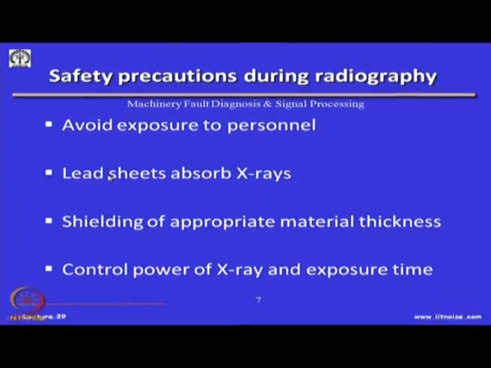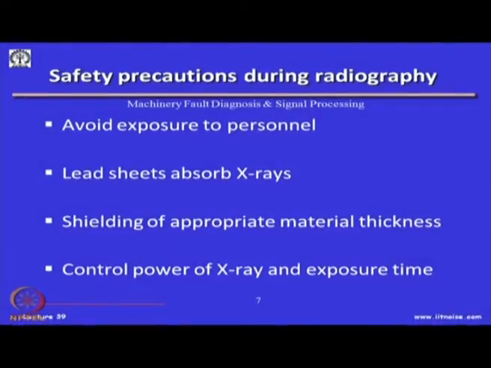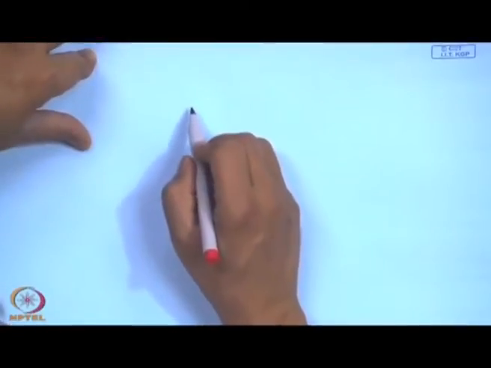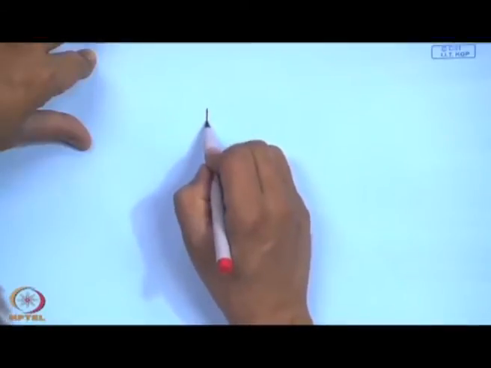Lead sheets which are thick and of high density absorb X-rays. So, you would have seen lead suits which are worn by operators, so that they are not exposed. Shielding of appropriate material thickness, and I have written the word appropriate here, because that depends on the exposure time and on the density of the material, and then we can decide on the thickness, because there is also a component known as penetration depth.